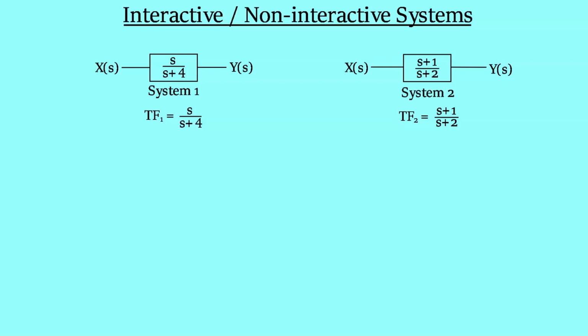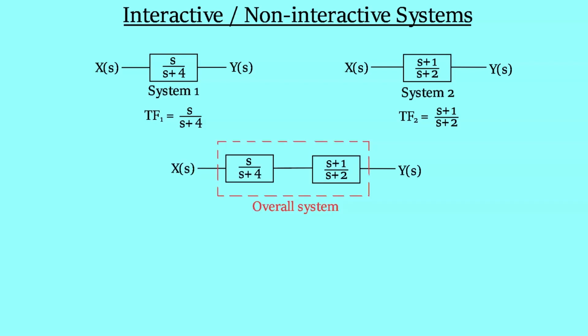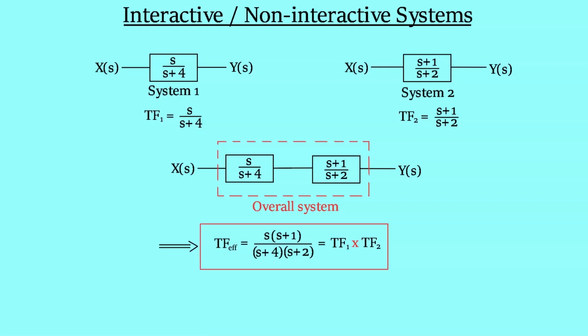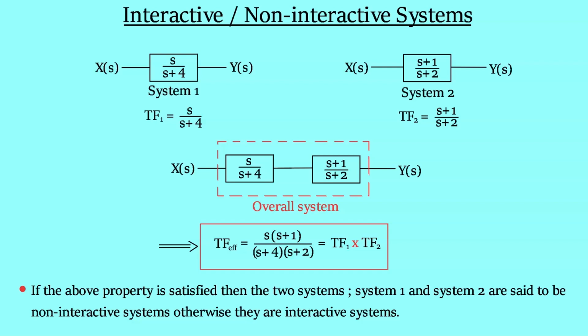Suppose that we have two transfer functions T1 and T2 representing different systems. Now, if we cascade these two systems, then the effective transfer function of the overall system will be equal to the product of transfer function of the first system and transfer function of the second system. If this property is valid or satisfied, then the two systems are said to be non-interactive systems, otherwise they will be referred as interactive systems.